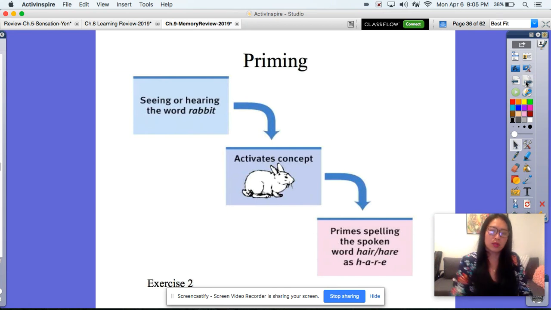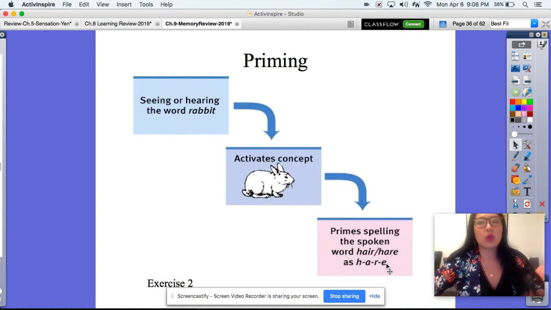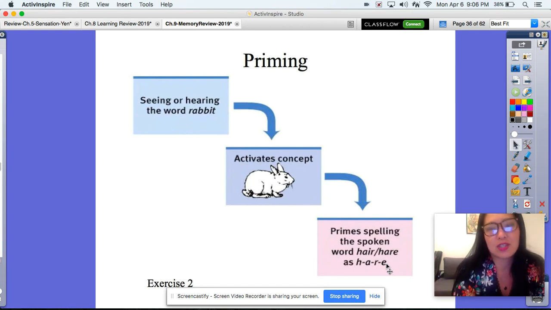Okay, this one also is if I was to show you a bunch of rabbits or my hair, and then I asked you to spell hair, people that saw rabbits are going to spell hair this way. People that saw my hair, we talked about hair or going to a stylist or whatever, we'd spell it H-A-I-R.